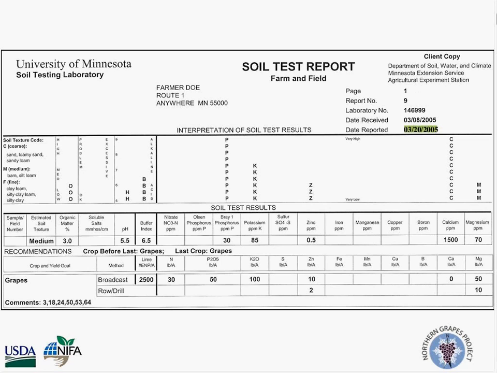The results you get back will be interpreted, and you'll get a recommendation. For this particular sample, we had organic matter of about 3%. pH was 5.5. This comes with a lime recommendation to bring it up to a pH of 6. We have a nitrogen recommendation, but this is not based on a nitrate test. It's mainly based on our organic matter content. And then phosphorus, potassium, zinc, calcium, and magnesium were analyzed in this particular sample, with corresponding recommendations of amounts to apply.